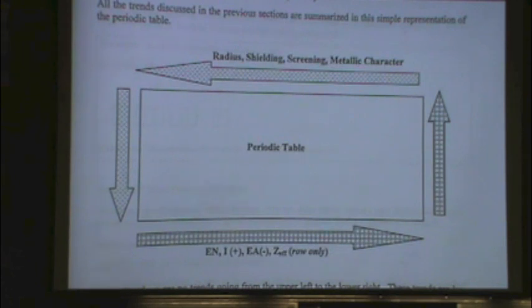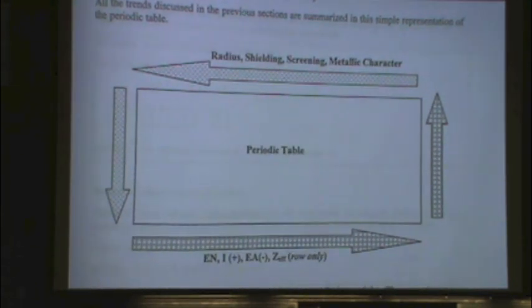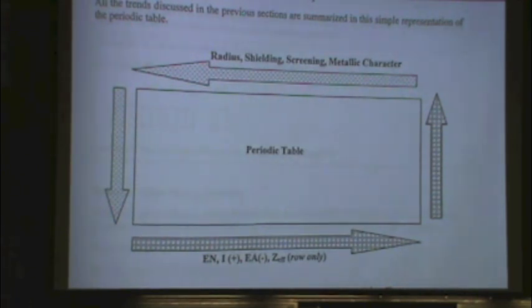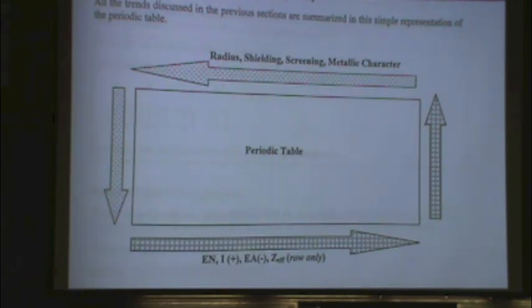Screening and shielding are the opposite. They go to the left and down, and cause Z effective to go down. So the bigger they are, the smaller Z effective is. That's really all I have for that one, unless there was a question. This is page 80 of my reader. Okay. Cool, that was easy.